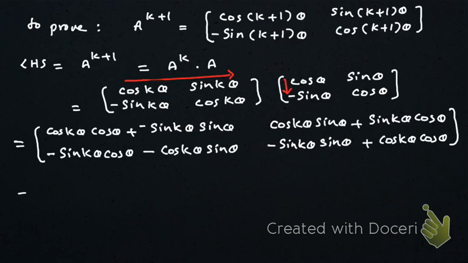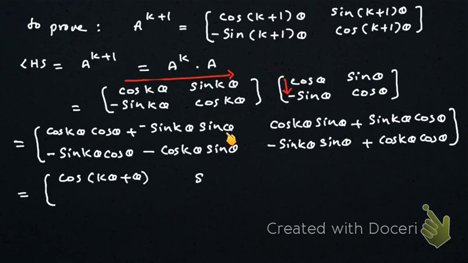But when we try to study this, it is all known formulae. Look at the first one here. It looks like cos A cos B minus sin A sin B.